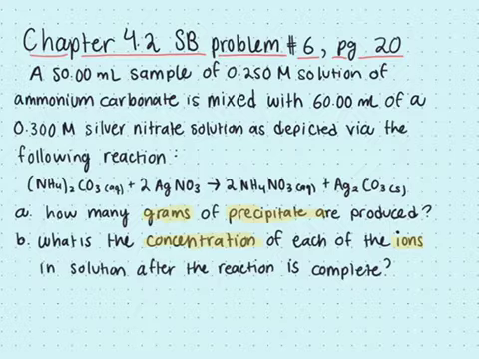So the problem reads, a 50 milliliter sample of a 0.25 molar solution of ammonium carbonate is mixed with 60 milliliters of a 0.3 molar silver nitrate solution as depicted via the following reaction. So we have 1 ammonium carbonate with 2 silver nitrate gives us 2 ammonium nitrates and silver carbonate. The problem wants us to find how many grams of precipitate are produced, which is the silver carbonate, and what is the concentration of each of the ions in solution after the reaction is complete.